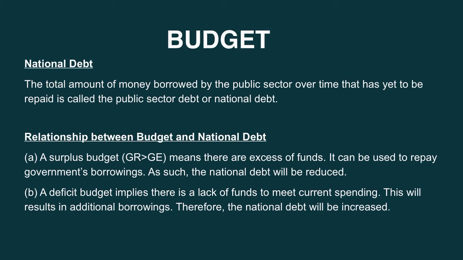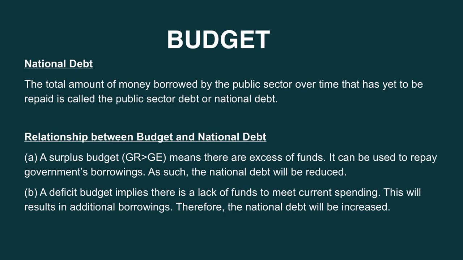So what is the relationship between the budget and the national debt? Comparing the relationship between the types of budget and the national debt. Like you and me, when we have a shortage of funds, whenever we don't have enough money, we tend to borrow. Humans tend to borrow. Similarly, the government sometimes tends to borrow whenever they face a deficit budget.